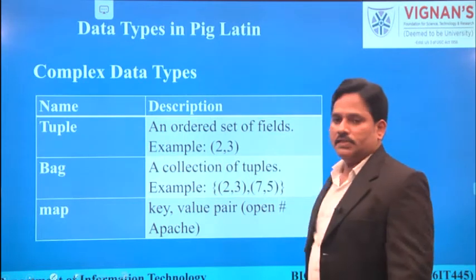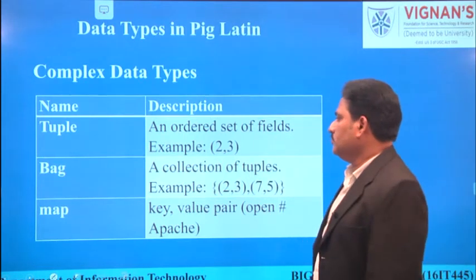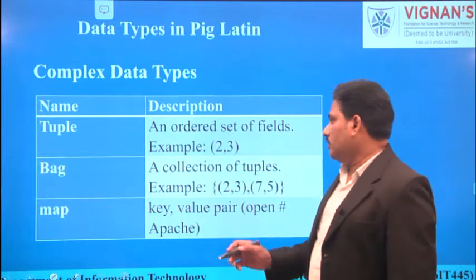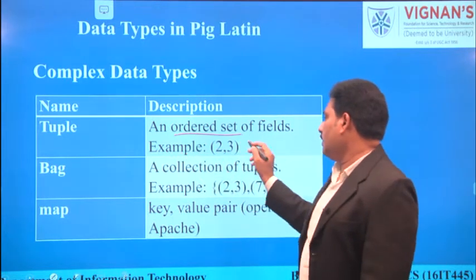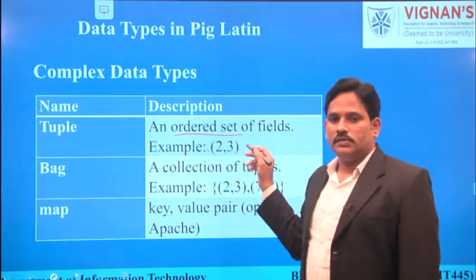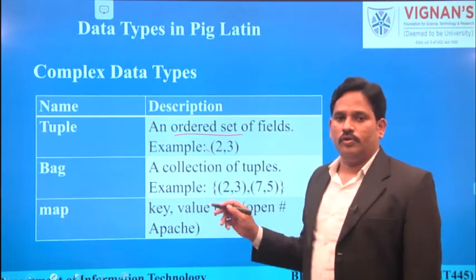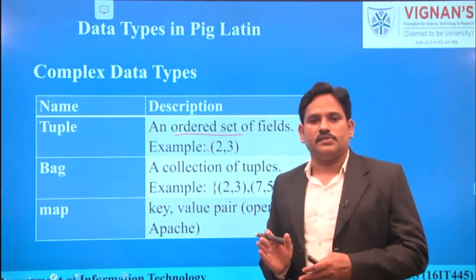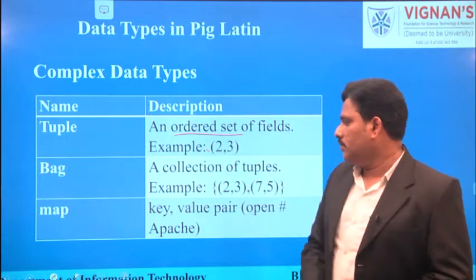And some complex data types are also there. They are tuple, that means the ordered set of values, like for example a set of numbers 2, 3. Whenever you want to represent a group of values or set of values, we can use tuple.